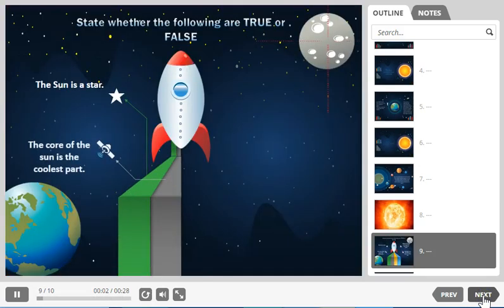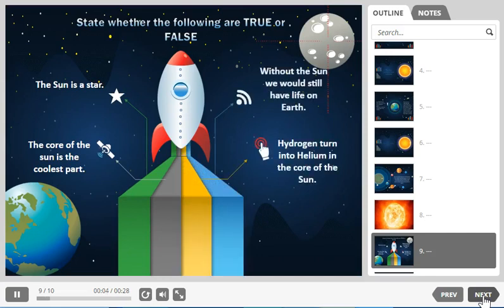Right now it's time to complete an activity in your workbooks. Please state whether the following sentences are true or false. If they are false, please give the correct statement. The sun is a star. Without the sun, we would still have life on Earth. The core of the sun is the coolest part. Hydrogen turns into helium in the core of the sun.